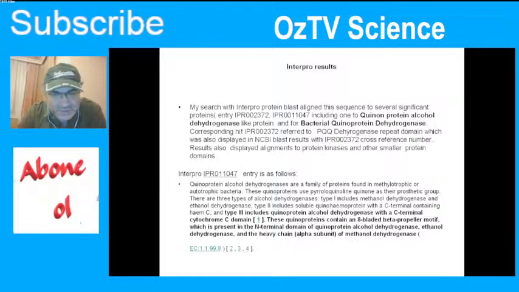These quinoproteins use pyrroloquinoline quinone as their prosthetic group, so it's part of it. There are three types of alcohol dehydrogenases. It's a big family of enzymes actually. Alcohol dehydrogenases. Type 1 includes methanol dehydrogenase.